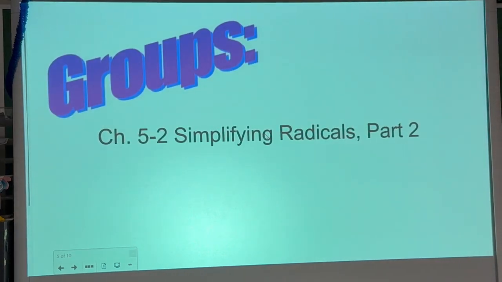You and your group take about 7 minutes to work on simplifying radicals part 2. Hit pause, come back in about 7 minutes.